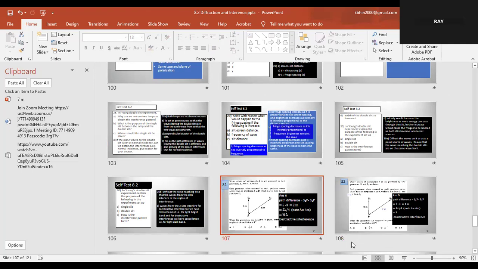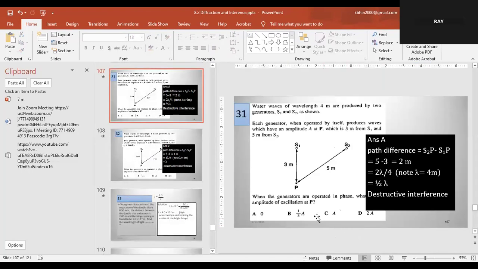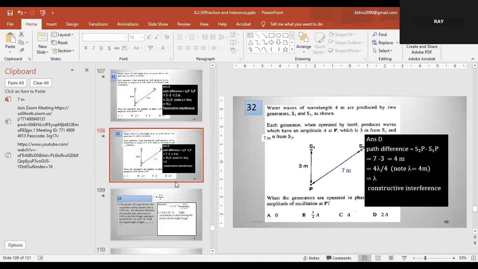Half lambda is destructive interference. Destructive interference, zero intensity, zero amplitude. Constructive interference, amplitude is A for each of them, so it's 2A.